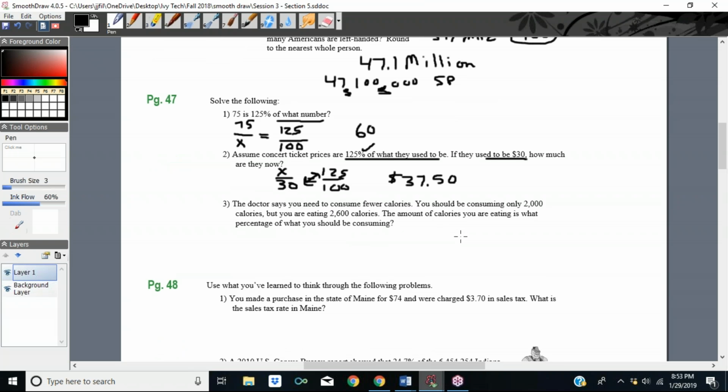All right, last one I'm going to do with you. It says the doctor says you need to consume fewer calories. You should be consuming only 2,000 calories, but you are eating 2,600 calories. We want to know what percent that is. So you should be consuming 2,000. That's the 100%. You are consuming 2,600. We want to know what percent that is. So 2,600 times 100 and then divided by 2,000 is 130%, just like you're putting in the chat box.